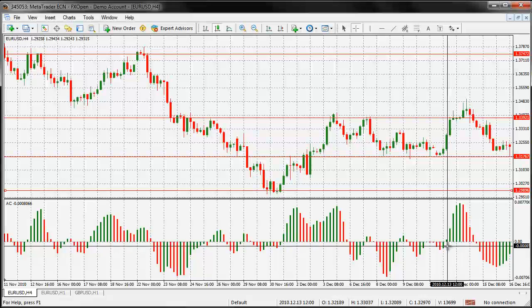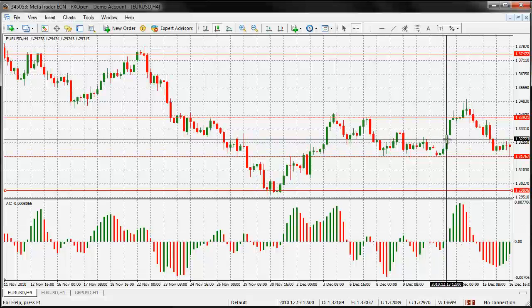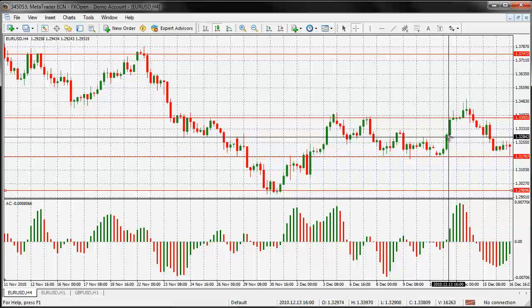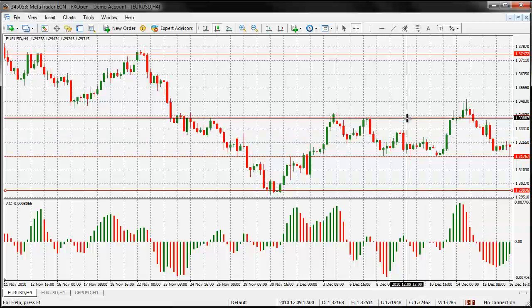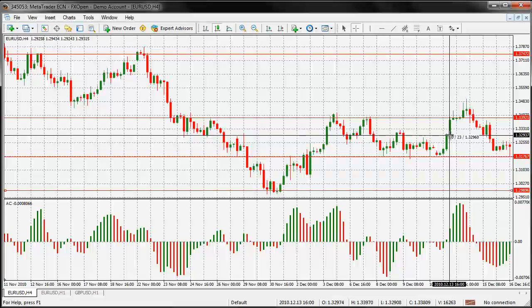Okay, so now we go look for a buy trade. Here is a little green candle, a green bar above the 00 line. Place our cursor over it, it's actually on a green candle. Then we can go long. We can target this area as our take profit, and then we can get like 94 pips there.